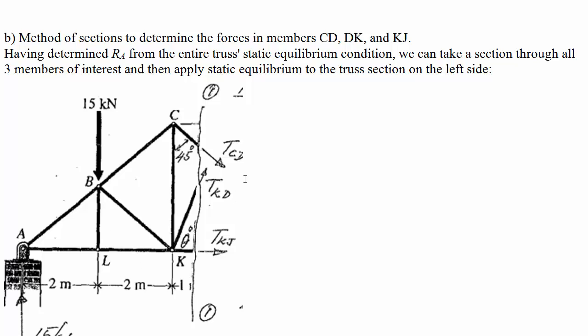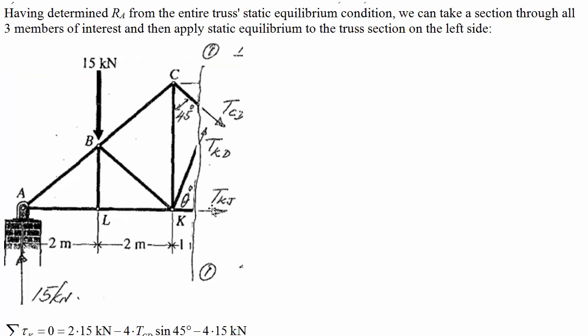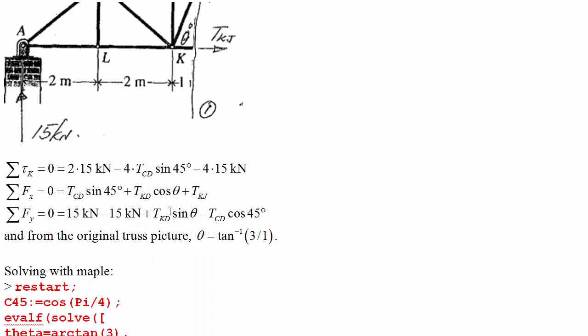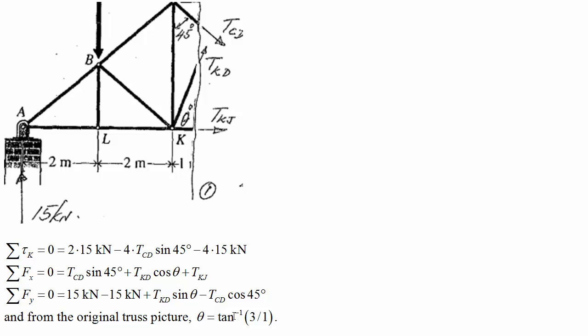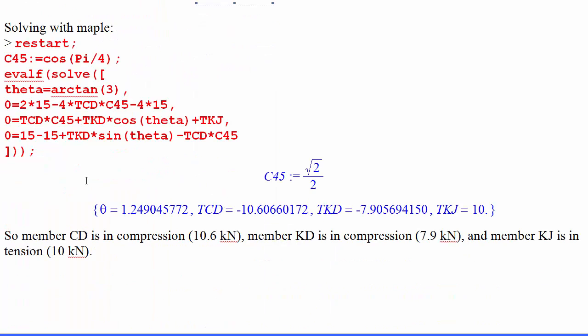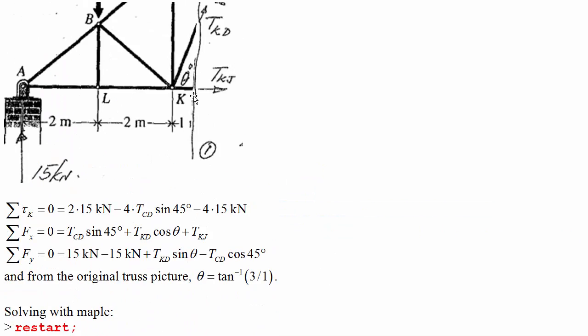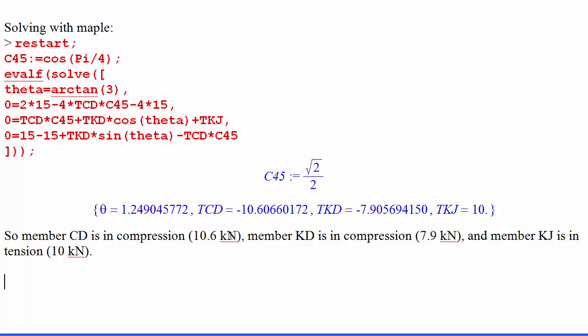Do we have enough equations to figure out all 3 of them? Well, let's see. We've got 3 unknowns. And because this is a partial truss, we can also use the torque equation on it. It's not just like a 0 equals 0. So we'll get 3 new equations, force in the X, Y, and the torque equation about Z to figure out what these new tensions are. Writing all 3 of those out, and using the original truss picture to figure out that theta is the arctan of rise over run, so 3 over 1, we can solve for what the member forces are. We find that CD once again is in compression, 10.6 kilonewtons just like before, and we also solved for KD and KJ.